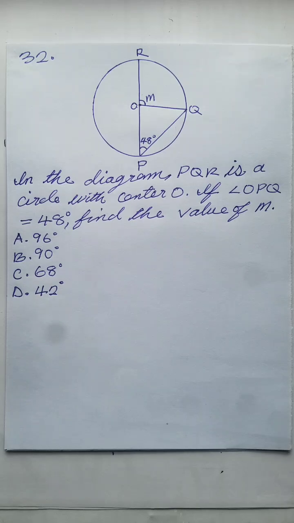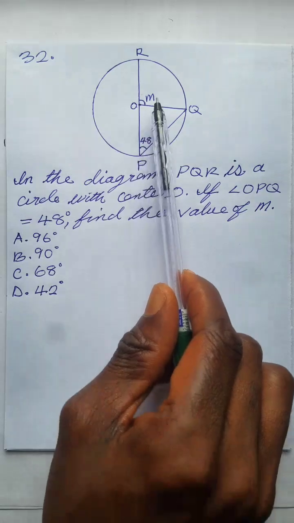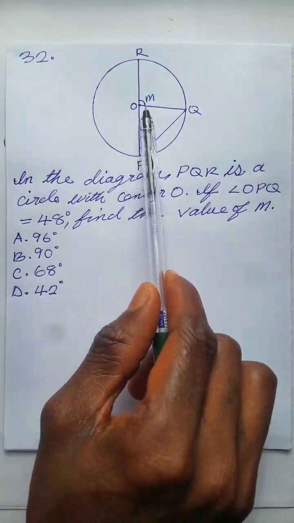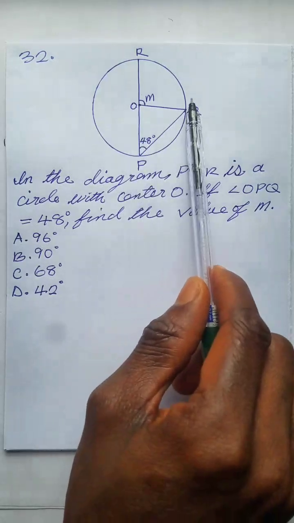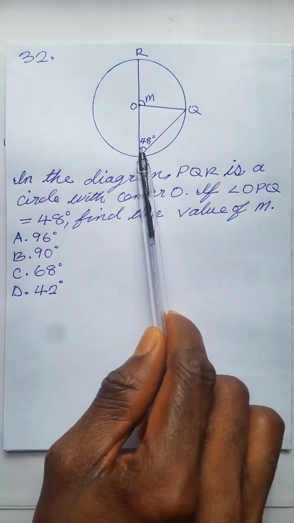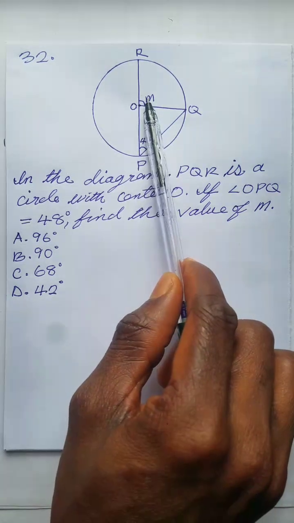Question 32. In the diagram, PQR is a circle with center O. If angle OPQ is equal to 48 degrees, find the value of M. This is a circle with center O, and then we have this line over here and this line over here. This is a triangle, right? The only thing we are given there is this angle, 48 degrees. We are asked to find this value.